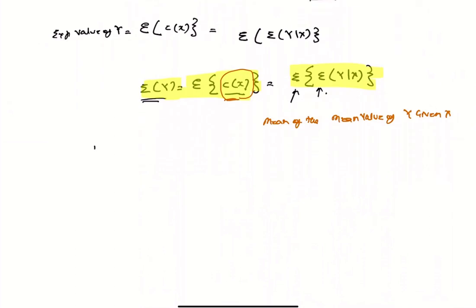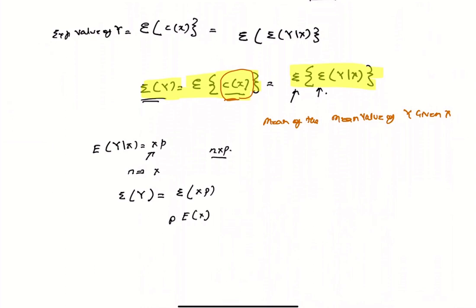Now we know that the expected value of y given x is going to be xp. Instead of n, we are using x here, because we know that for a binomial distribution the expected value is n times p. So the expected value of y would be the expected value of xp, and since p is a constant, it will come out. So p times the expected value of x.